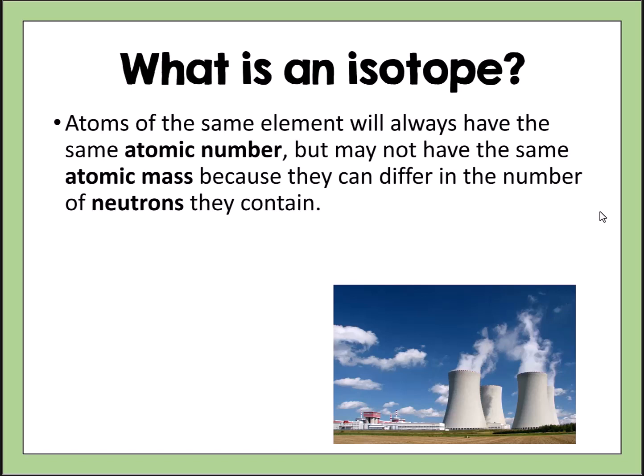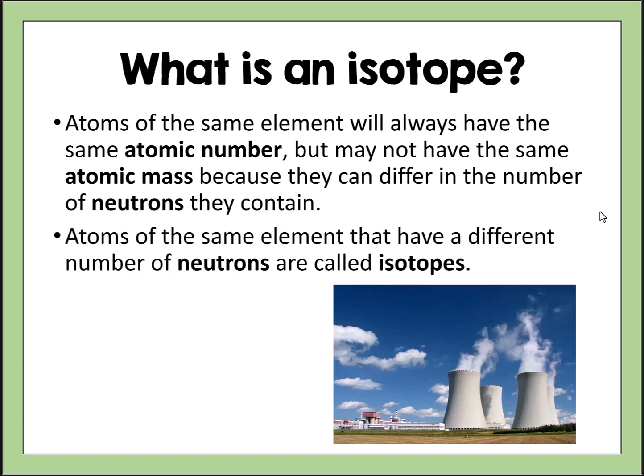Atoms of the same element will always have the same atomic number, but they may not have the same atomic mass because they can differ in the number of neutrons that they contain. So we might say carbon 12, which is an atom of carbon that has a mass of 12. Or we could say carbon 14, which is again an atom of carbon that has a mass of 14. So it's still the same atomic number, making it carbon, but the mass can change. And atoms of the same element that have different numbers of neutrons or different atomic masses are called isotopes.